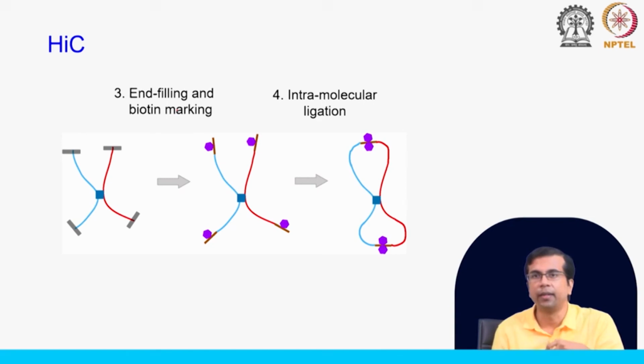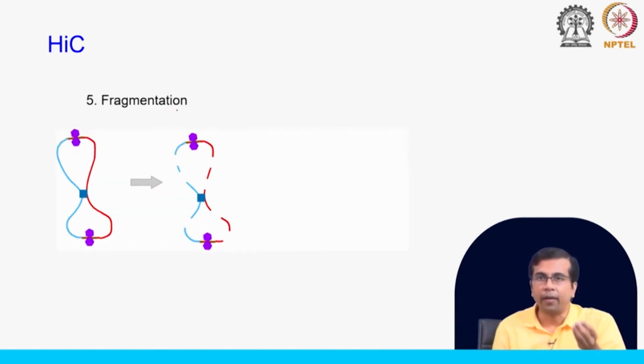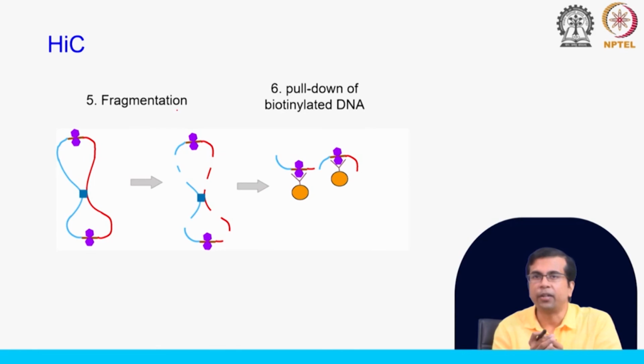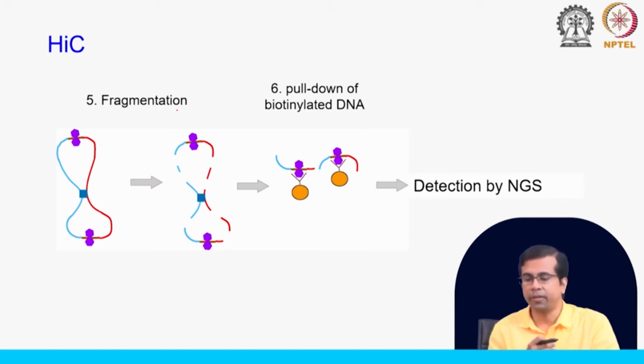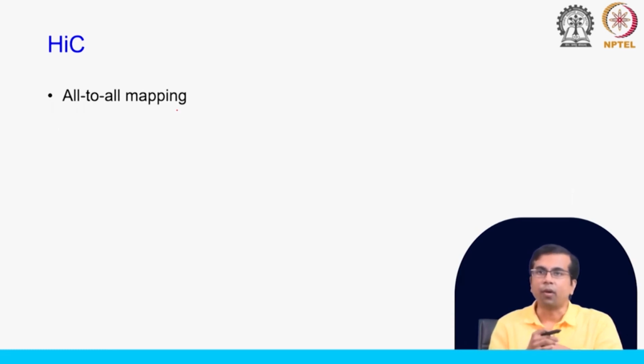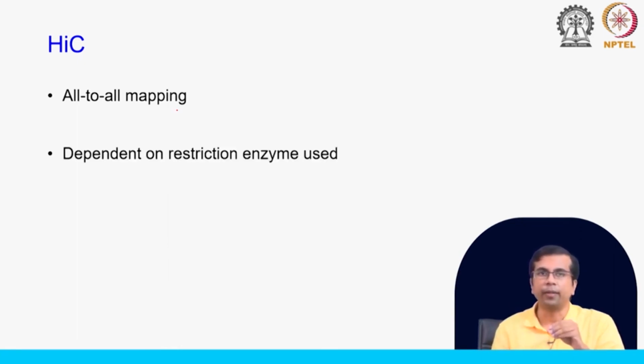We ligate these fragments using ligase enzyme, we fragment, and then we pull down this biotin-edited DNA using a molecule called streptavidin. The biotin-streptavidin interaction is very strong. So, this will pull down the biotin-edited DNA, and once we have these fragments, we can separate them out and detect them by NGS. As you can see, this is all-to-all mapping, Hi-C, because we are not limited by any oligo design. We will get all sorts of fragments that are marked with biotin, and they will be sequenced by the next generation sequencing method.